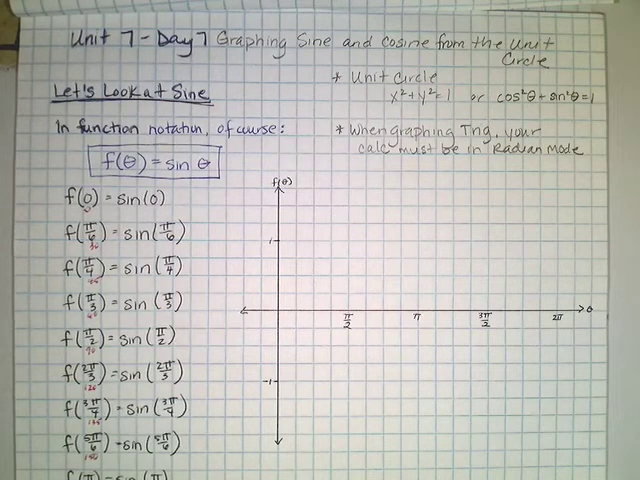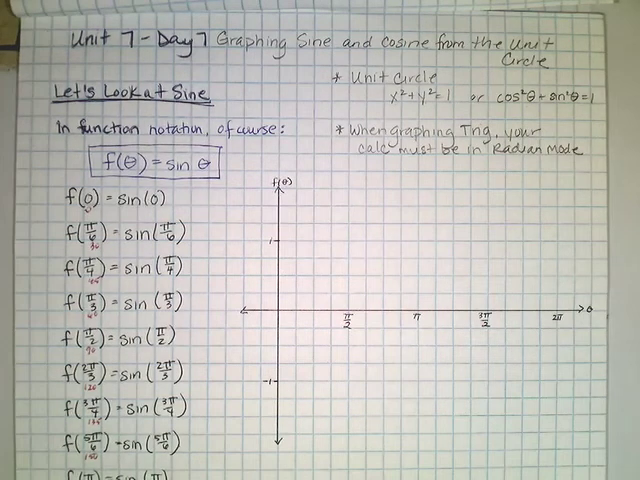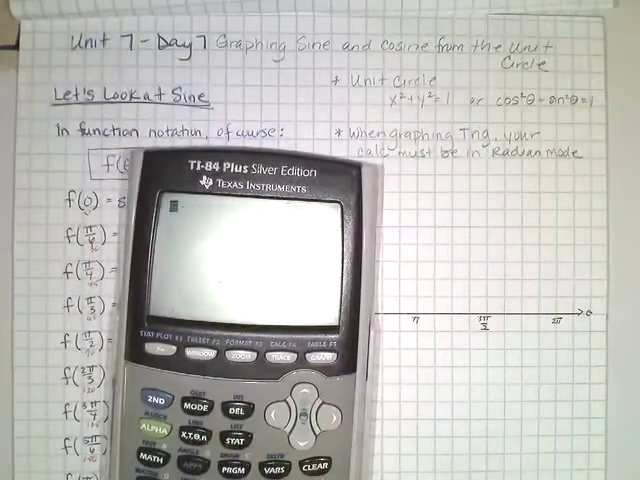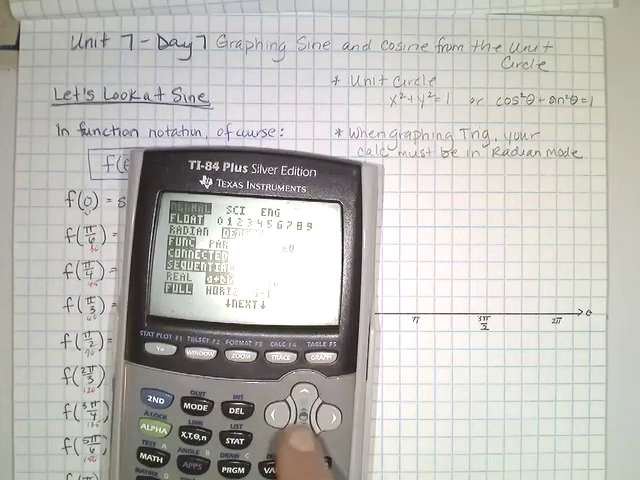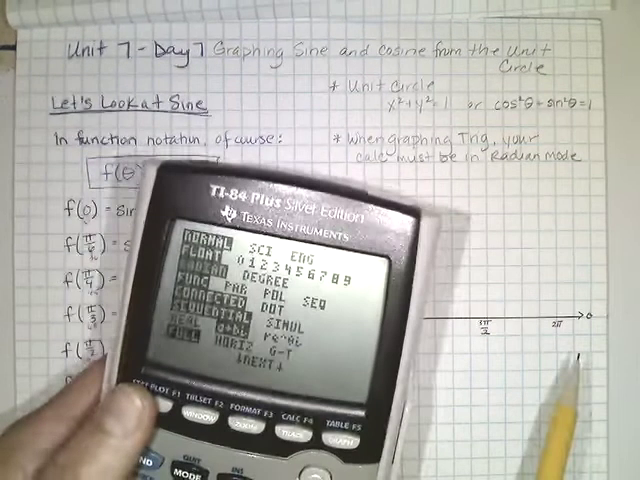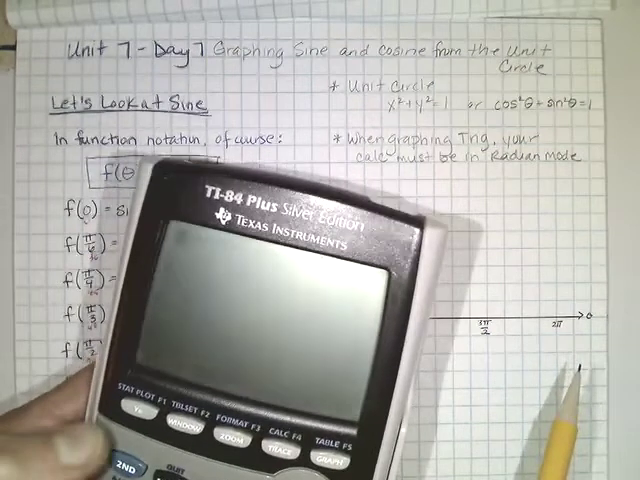Another thing: when you use your graphing calculator for trig, make sure you are in radian mode. If you put it in degree mode, it will look like a big flat line. Press mode, make sure it's down here in radian mode. Then second quit, y equals.